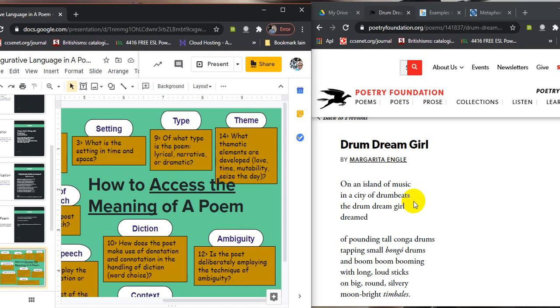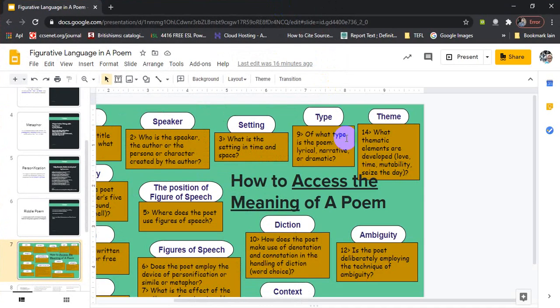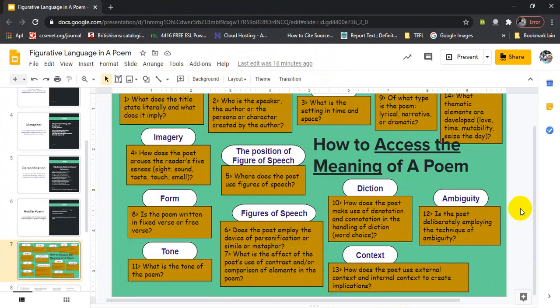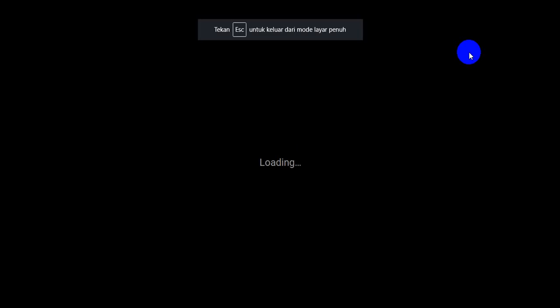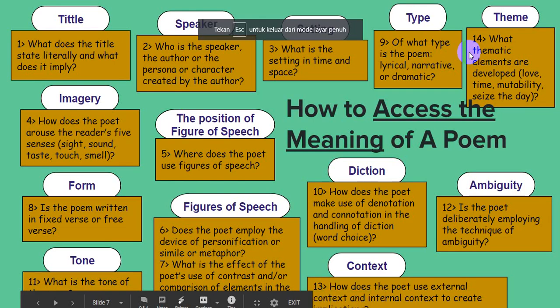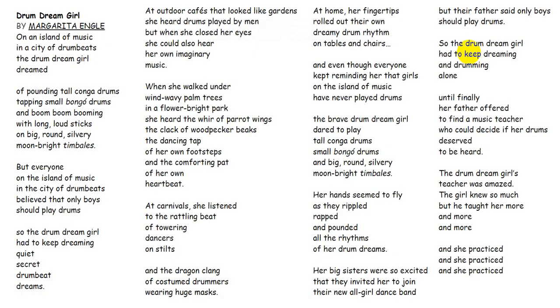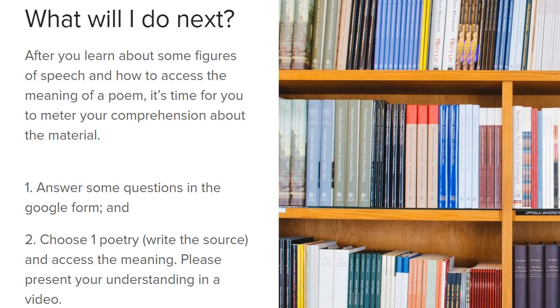Alright, so everyone, I think that's the end of my presentation about the figure of speech in a poem. And then for the next one, wait a moment. Alright, so here is the poetry, and then, okay, what will I do next? Okay, what will you do next?